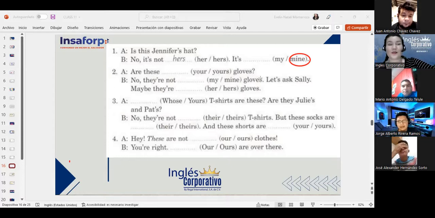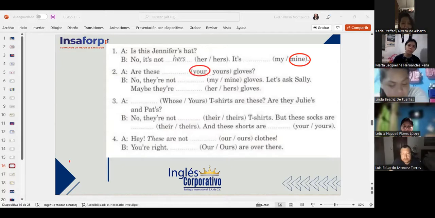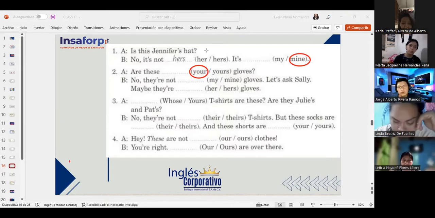María Teresa. Are these yours? Your or yours? Yours. Are these your gloves? No, they are not. Marta Jacqueline? No, they are not. They are not mine. My or mine? My gloves. Let's ask Sally. Linda, maybe they are.